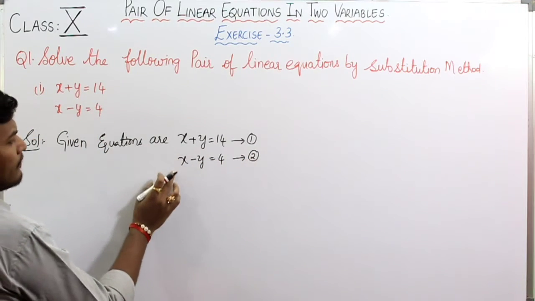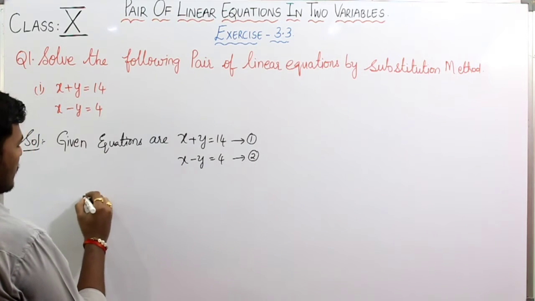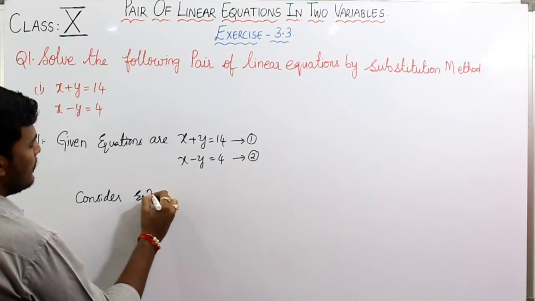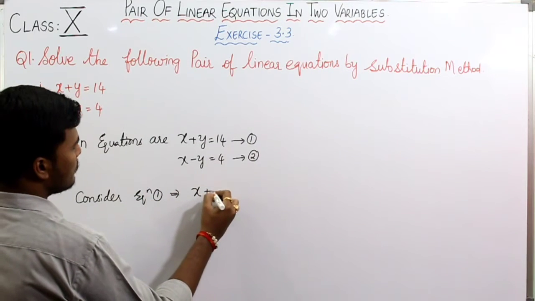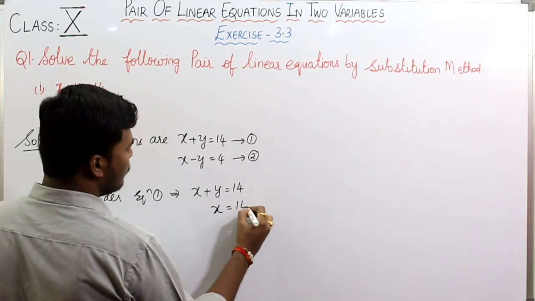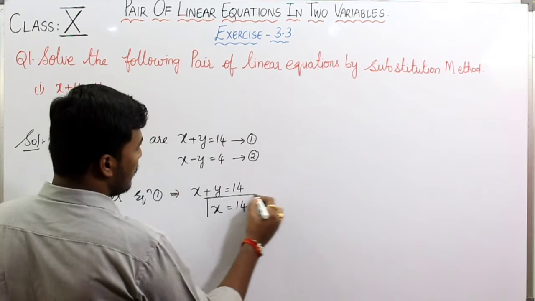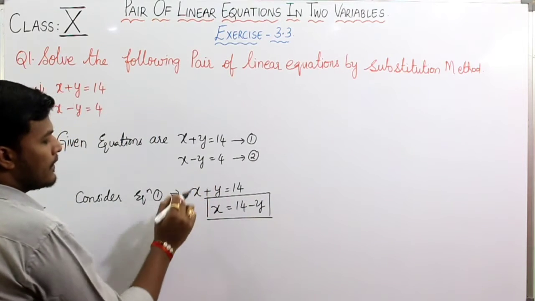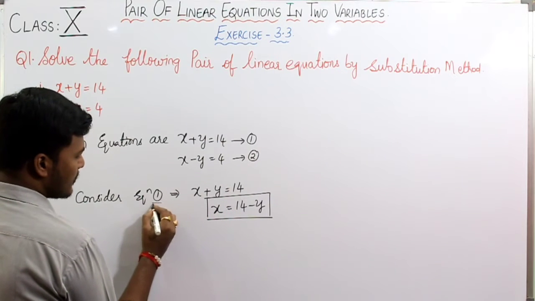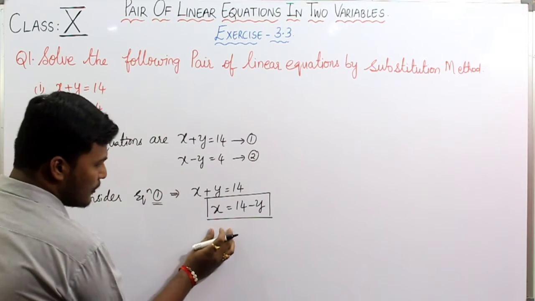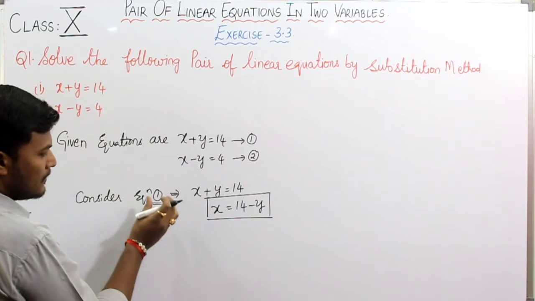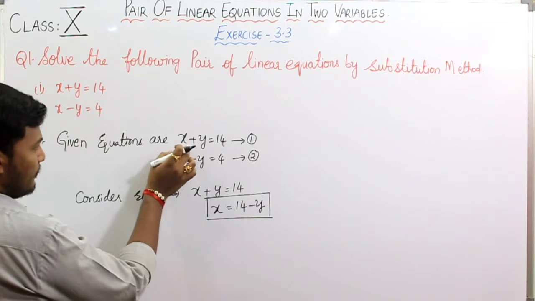Consider any one of the equations. So I am considering equation number 1, which is x plus y is equal to 14. From that, get the x value: x is equal to 14 minus y. So this value should be substituted in the second equation. This is very important. We are considering the first equation, so this equation's x value should be substituted in the second equation. If I consider the second equation, then the value of x should be substituted in the first equation.